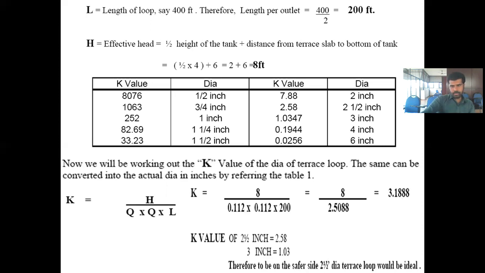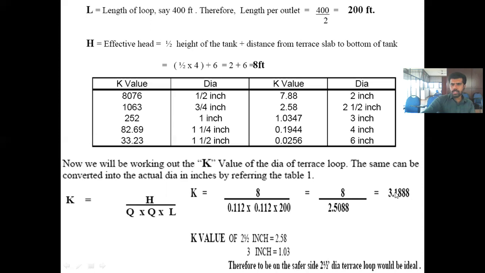You can just see the K value and its related diameter. You can see it is 3.118. So it is coming between 7.88 as well as 2.58. If it is going below that, it is coming to 1.034. So if you are taking with respect to 3.1, if you are going for 1.0, it is 3 inch. It is going above 2.58, so it is coming closer to 2.58.